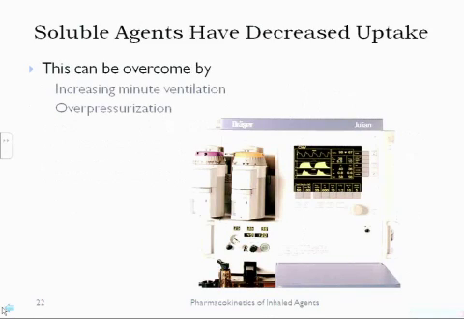Now, soluble agents have decreased uptake. They can be overcome by increasing minute ventilation and overpressurization. And by overpressurization, we mean by turning the dial up to above the MAC value than you expect.